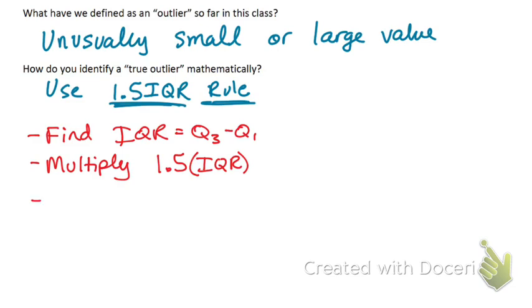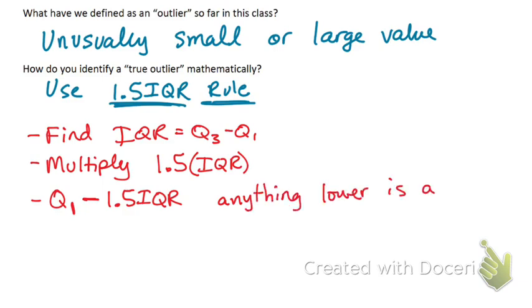I don't care. All right, so you're going to take Q1 and subtract the 1.5 IQR number. Anything lower is a true lower outlier. So you take Q1 and you subtract 1.5 times the IQR value. Anything truly lower than that. So if it's equal, it's not an outlier. Anything truly lower than that is a true outlier.